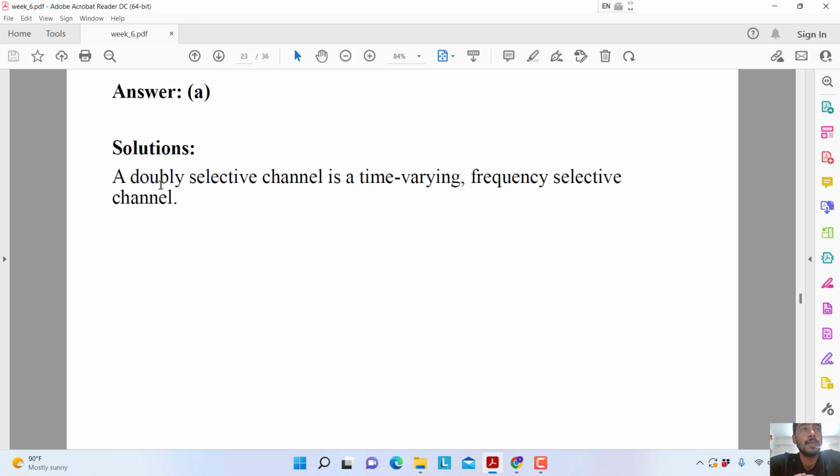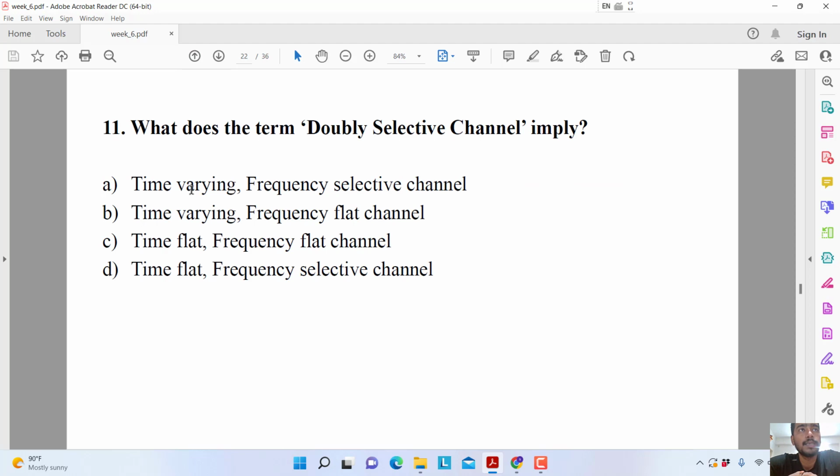So the doubly selective channel is basically a time varying, frequency selective channel. It should be time varying and frequency selective. So option A is the right one. It is the time varying and frequency selective channel.